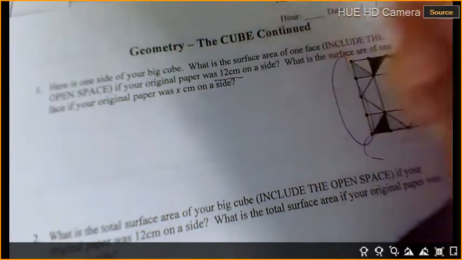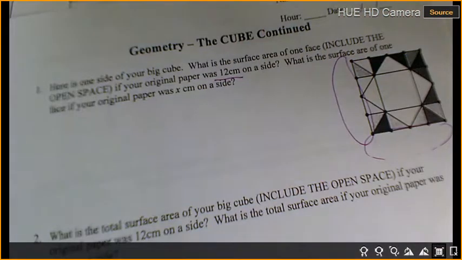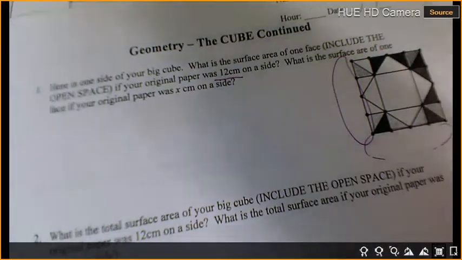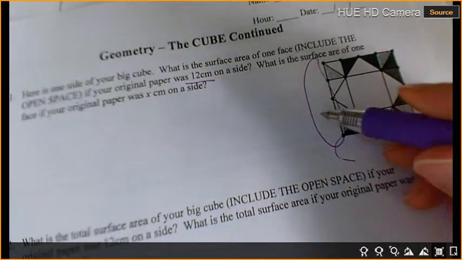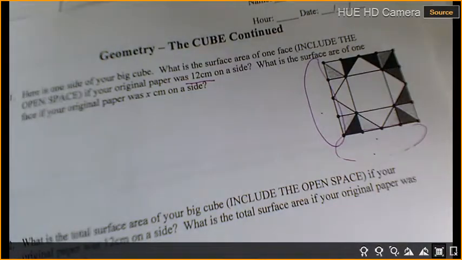So if I have, excuse me guys, if I have a 12 centimeter paper, and it's all folded, what's the length of each of these? So look at your paper that we just filled out.